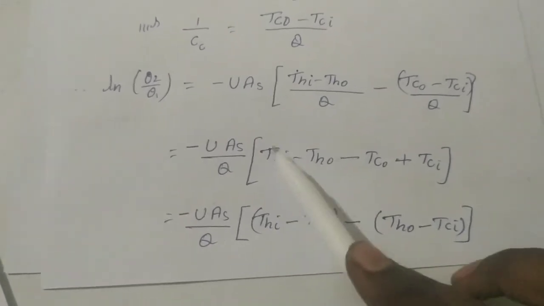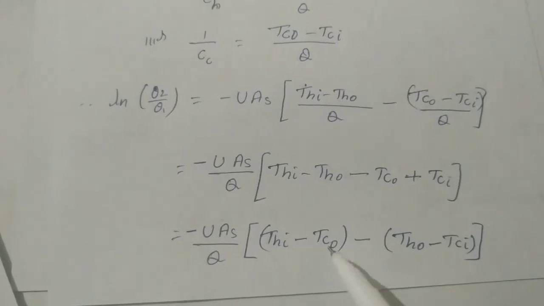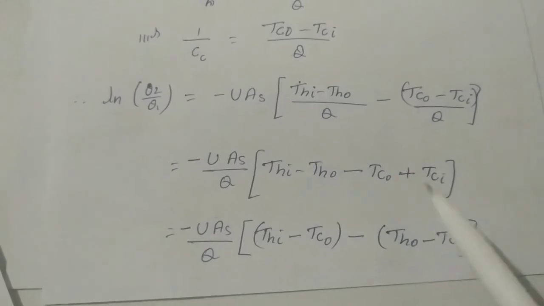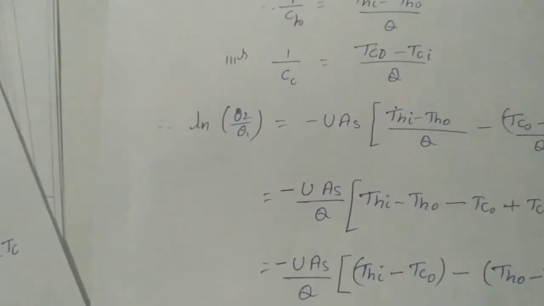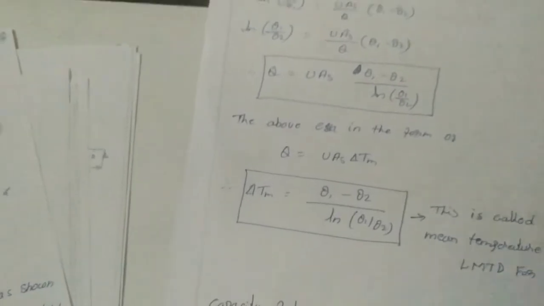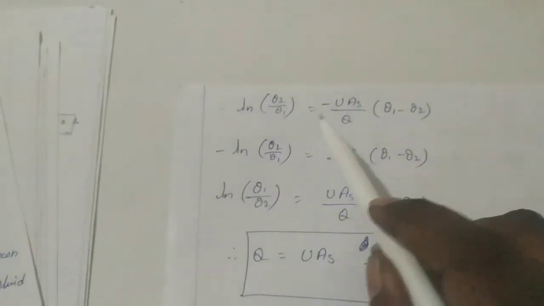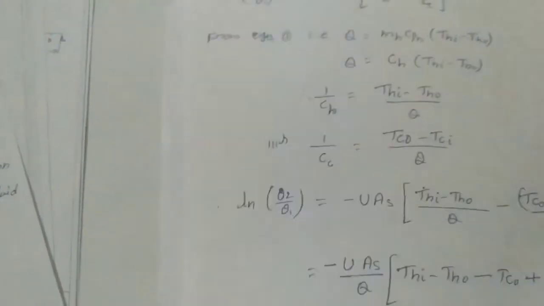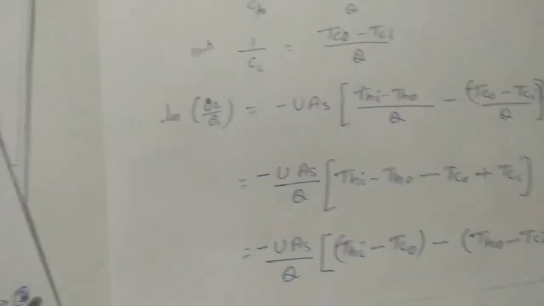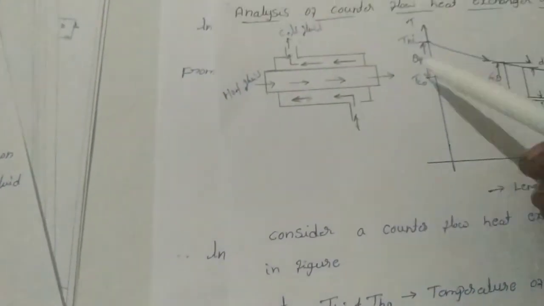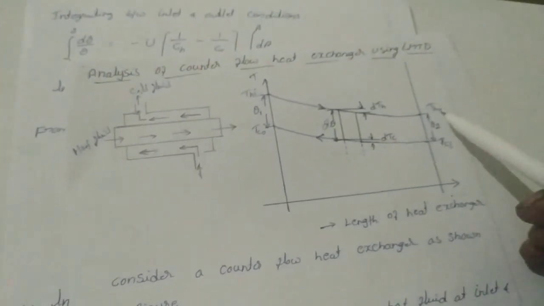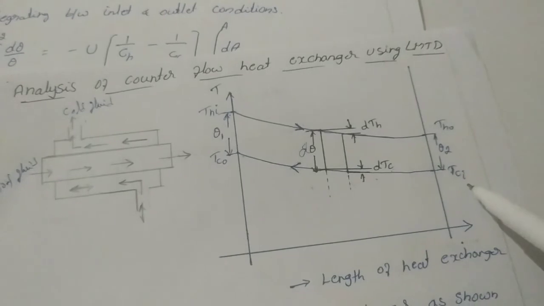I will alter this one as well as this one: Thi minus Tco minus, if you take a minus, this becomes positive Tho and this becomes negative Tci. So after that, ln of theta 2 by theta 1 is equal to minus UA divided by q times Thi minus Tco. Look at here, Thi minus Tco is called theta 1, and Tho minus Tci is theta 2.